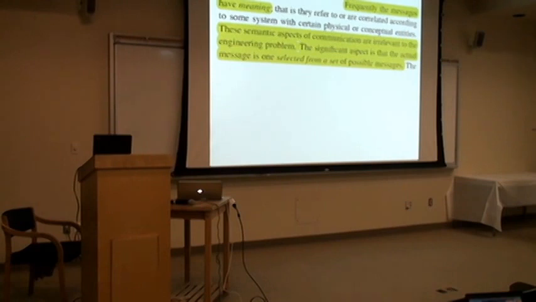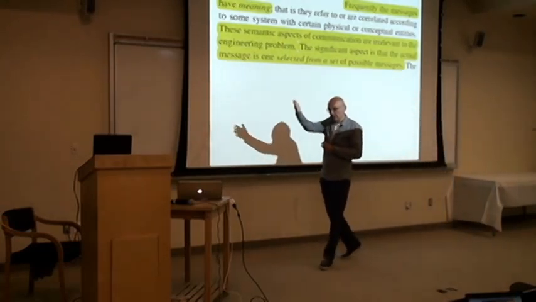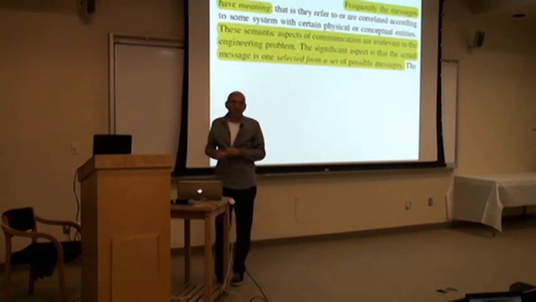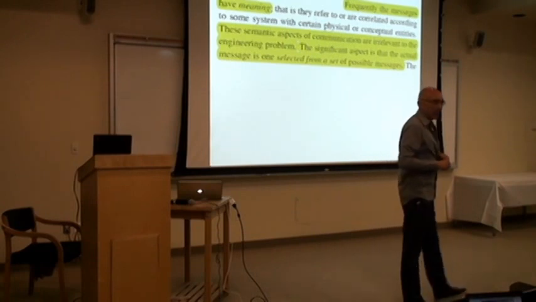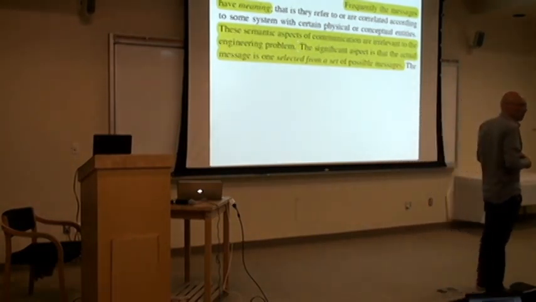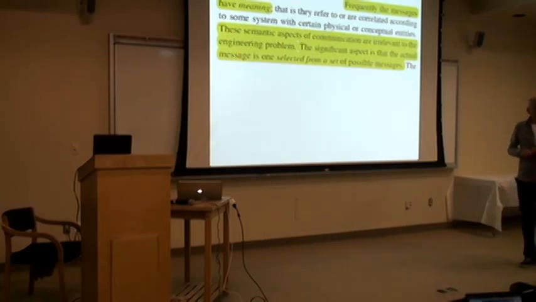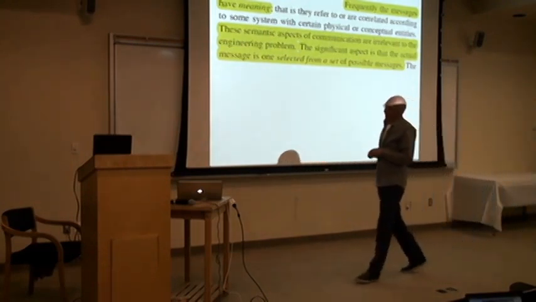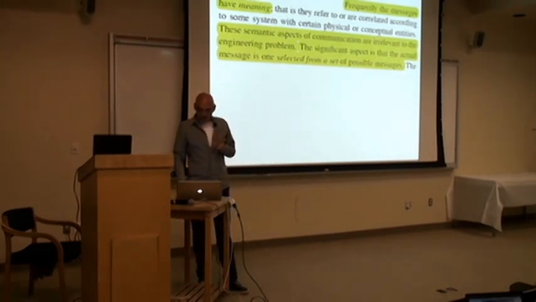And so here, really, this is one of the great successes of information theory, that we don't worry about meaning. Okay? We are very cold-hearted. But you know, there are people who actually insist that there should be semantic information theory. So they like to look for meaning in all the wrong places. All right, so the significant aspect is that the actual message is one selected from a set of possible messages.